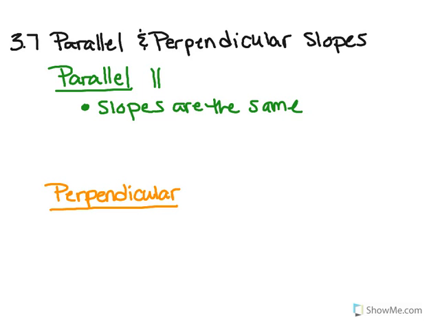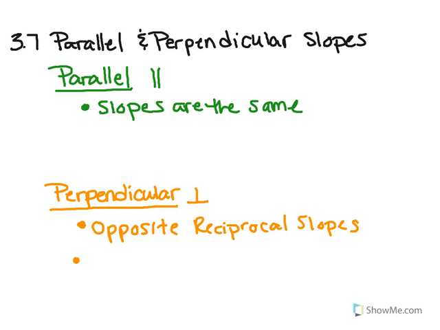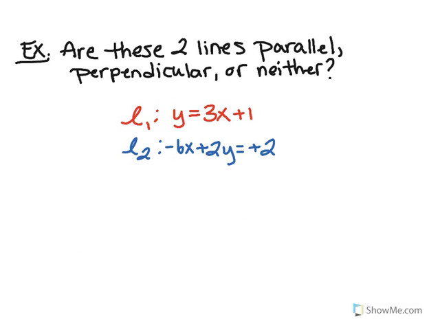For perpendicular, the symbol for perpendicular is an upside down capital T. Looks something like this, like two right angles. And in order for lines to be perpendicular, they have to have what's called opposite reciprocal slopes. Or, of the two lines, the product of their slopes is -1.